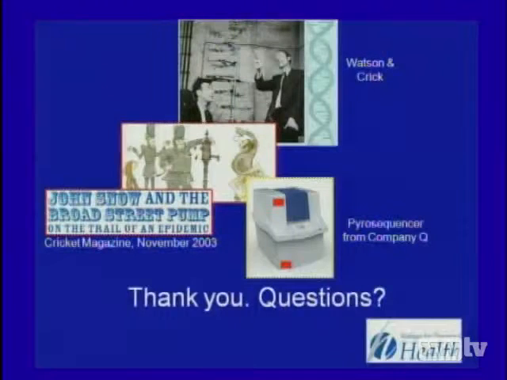All right, so with that, these are the keys. This is one of your goals. You could see that the upper picture is Watson and Crick, the discoverers of DNA, and that's where we are now. That's where our molecular methods have gone. The middle picture is actually from a children's book called John Snow and the Broad Street Pump, On the Trail of an Epidemic. And on the bottom is our future, and that's a pyrosequencer from Company Q, QIAGEN. I don't have any financial interest in QIAGEN, but I did cover their name nonetheless. But this is really where we're going to be going over the next couple of years.